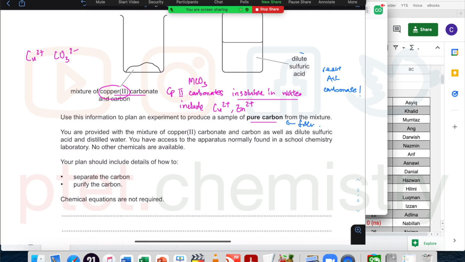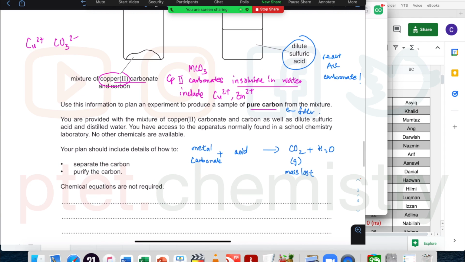Now I have acid. Acid reacts with carbonate because this is from your general reactions. Metal carbonate plus acid. As you know, from the test for carbonate in qualitative analysis, carbonate will react with any acid and you get CO2, you get H2O. This is a gas, so you will lose the mass, obviously, as you have seen in a couple of calculation questions from your previous topical test, as well as previous questions. And you get a salt.